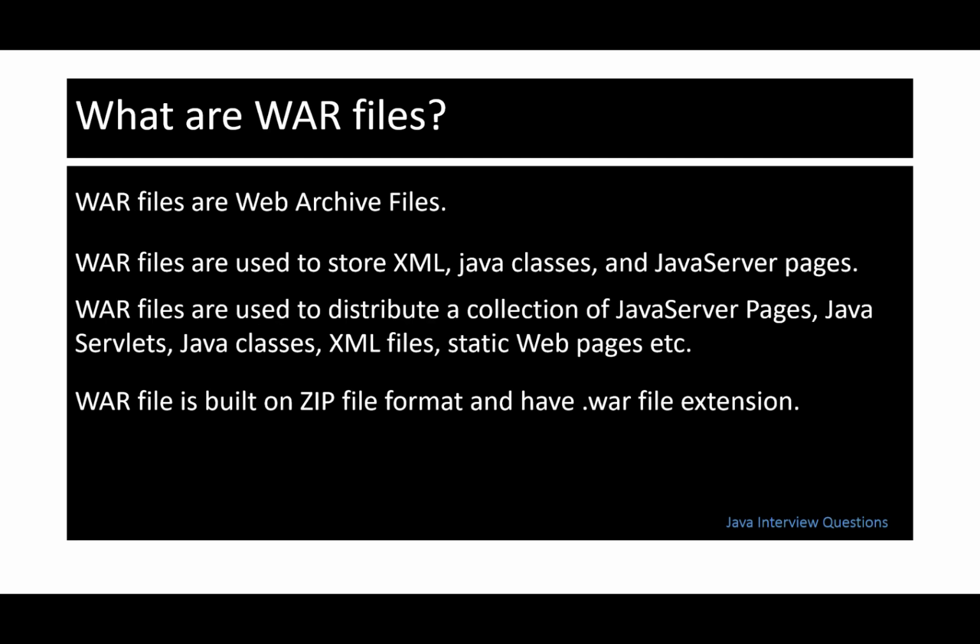What are WAR files? WAR files are web archive files. WAR files are used to store XML, Java classes and Java server pages. WAR files are used to distribute a collection of Java server pages, Java servlets, Java classes, XML files, static web pages, etc. WAR file is built on zip file format and has .war file extension.